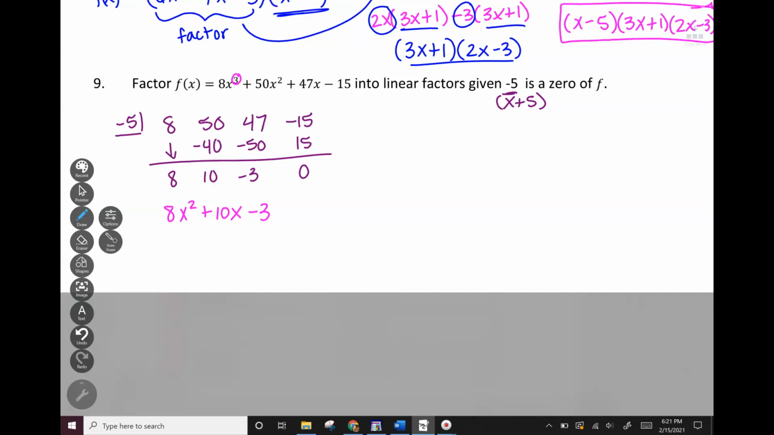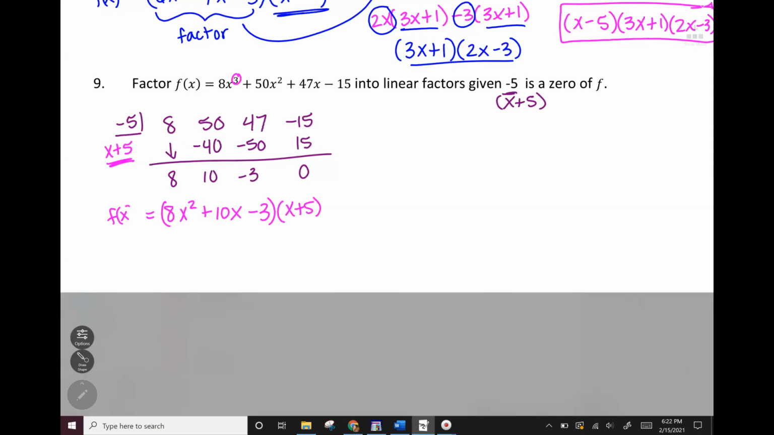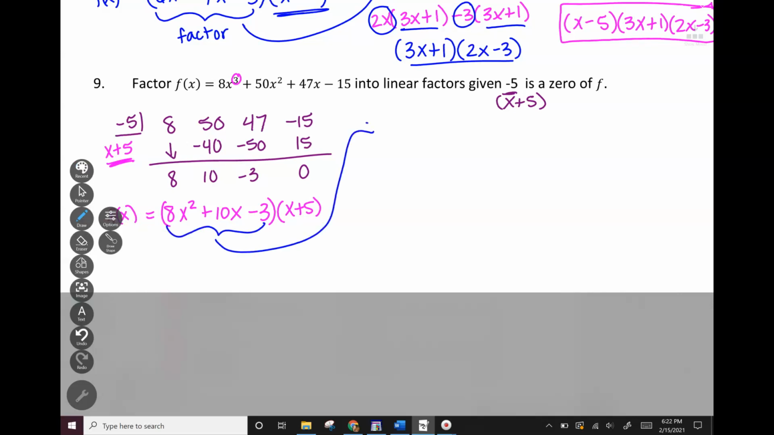Okay, now you would want to take that. Okay, remember this means x plus 5 is a factor. Now you want to take this, what's left over, and actually factor it. So use whatever method you're comfortable with. Again, that means that this times x plus 5 equals f of x. But now we want to take this and we want to factor it because we're trying to find linear factors, but this one would be considered quadratic. So we've got 8x squared plus 10x minus 3.